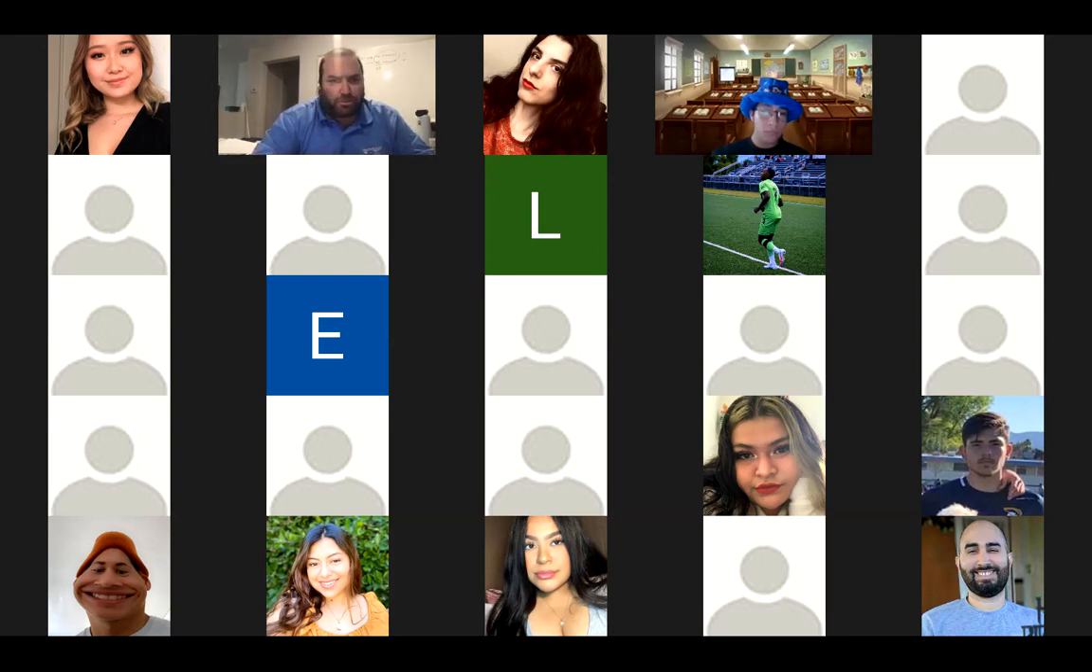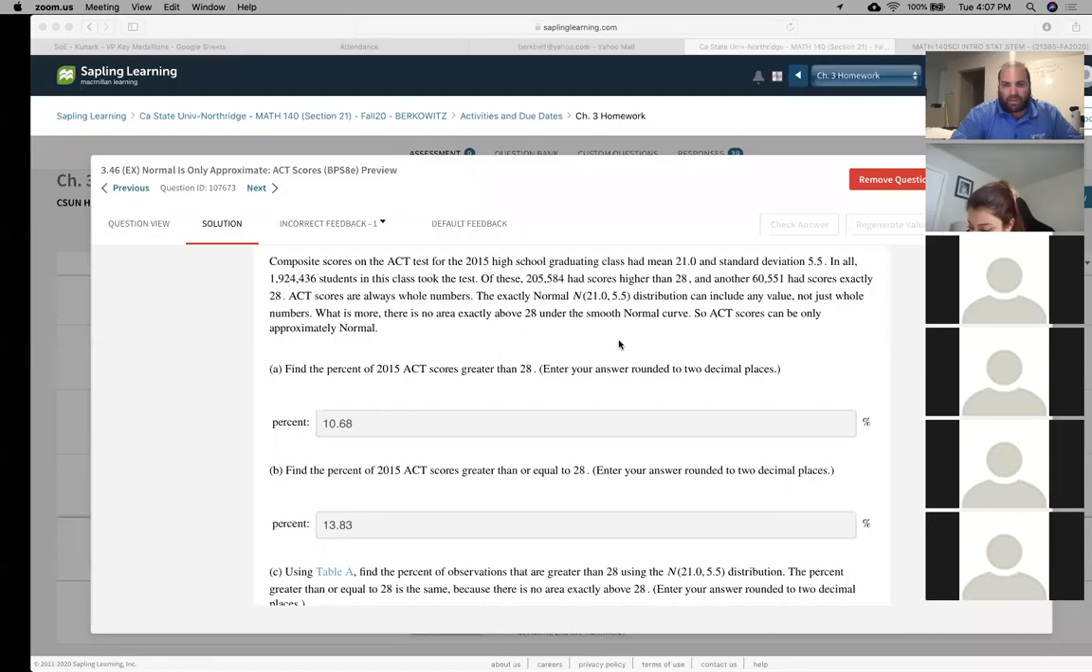And we are starting by answering a question here, which you can read. I just read it, so I'm not going to say it again, but if you want, you can pause it to read it. The question says, find the percent of scores greater than 28. I'm going to annotate this a little bit so you can see what I'm referring to. How many scores are greater than 28? That many. How many were there altogether? That many. So you just do this divided by this, and the answer should be 10.68%.